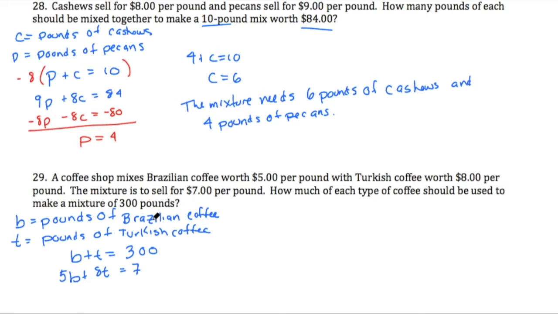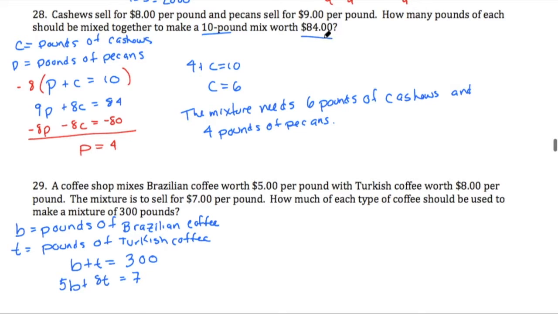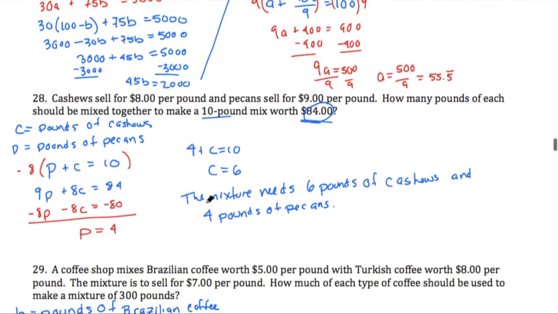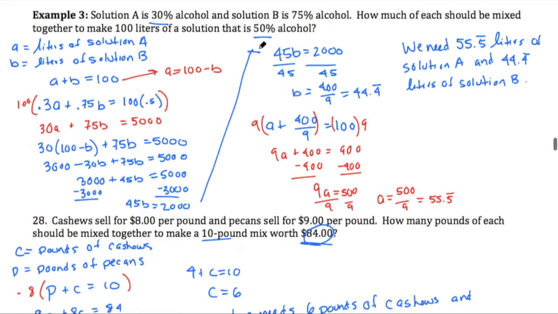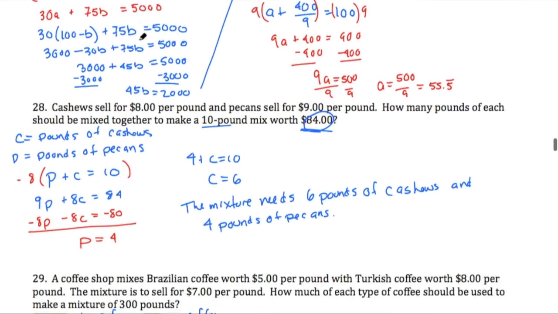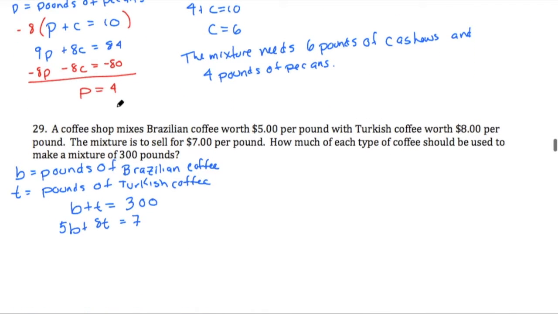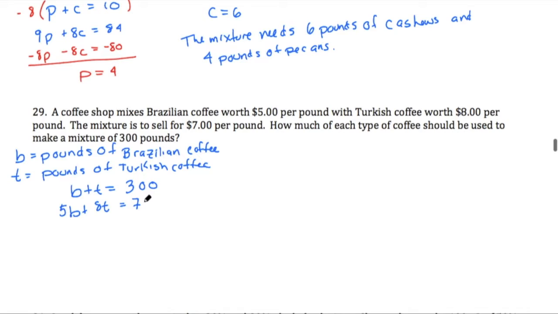So this differs from problem 28 here, where they right away told us the total cost of the whole 10 pounds. They didn't tell us the cost of the 300 pounds here. They told us that each pound would cost $7. It's kind of similar to the first example with the solutions, where they didn't tell us how much alcohol there was. They told us the percentage of the alcohol, so we had to take that percentage and multiply it by the number of liters. Similarly here, we need to take that $7 and multiply it by the number of pounds of the coffee that we have. So that 7 needs to be multiplied by the 300 here.